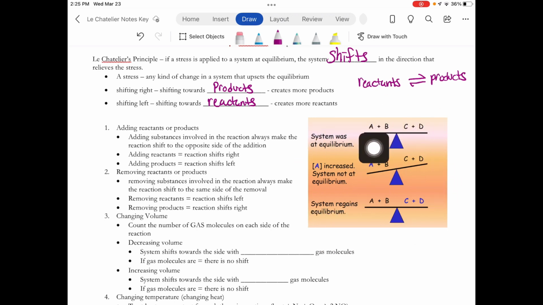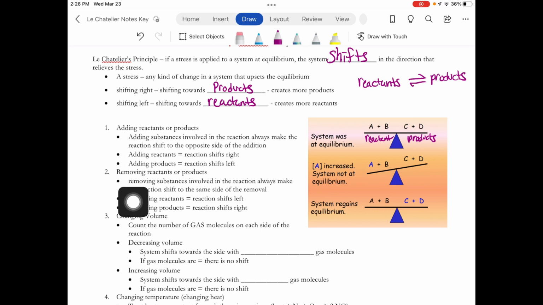You can think of equilibrium as a seesaw. If these are our reactants and these are our products, and we increase our reactant A, what's going to happen to the seesaw? It goes down because there's more of it. We want to shift back to the equilibrium position, so we need to create more products, more C and D, which counteracts that addition of A.